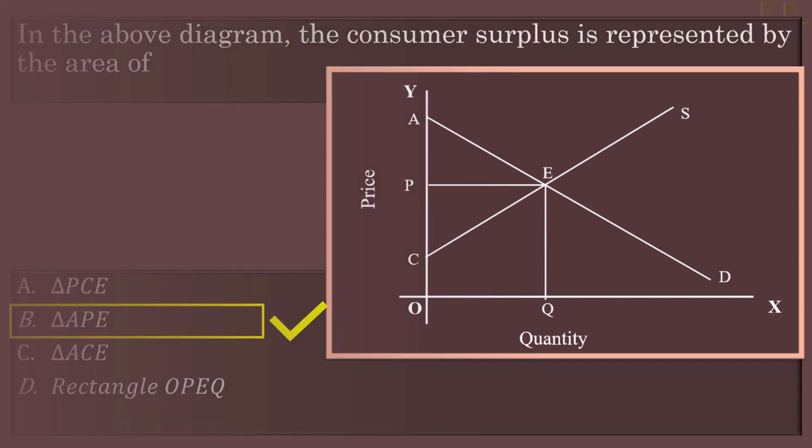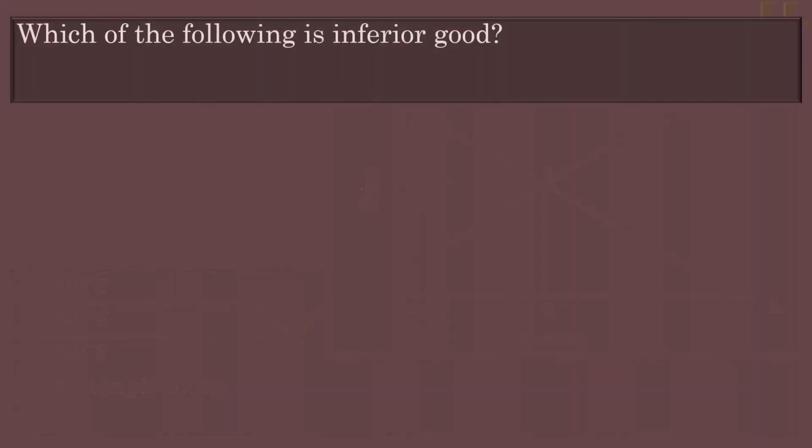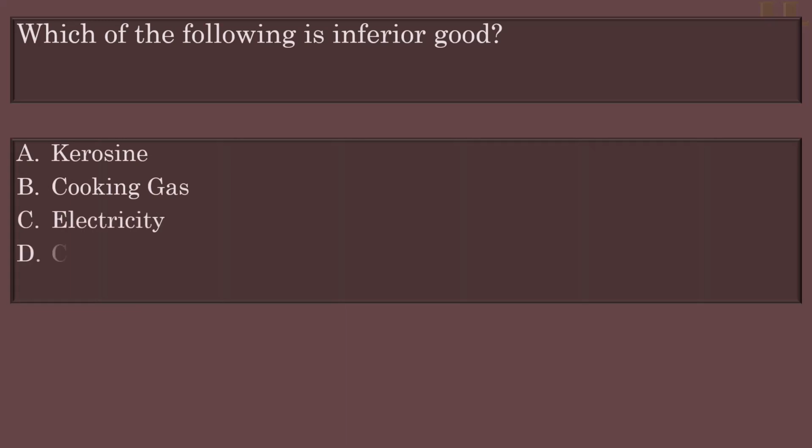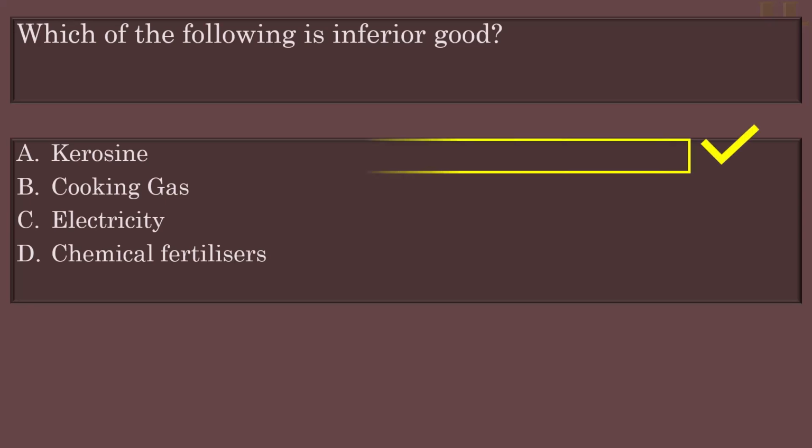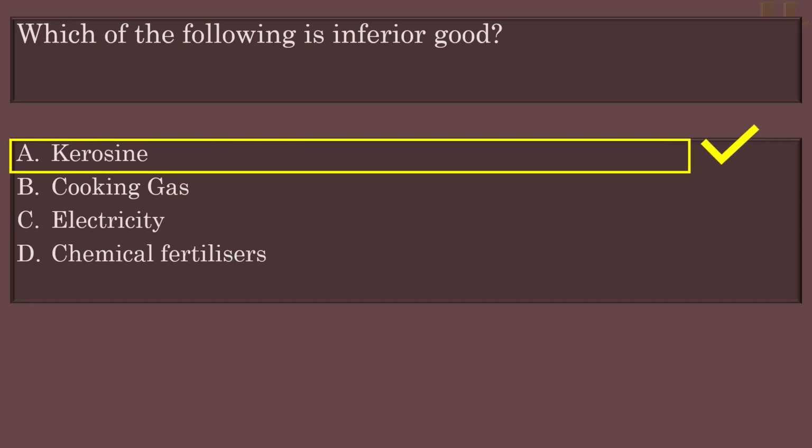Which of the following is inferior good? Kerosene, cooking gas, electricity, chemical fertilizers. Of course, kerosene. As the income of the consumer increases, he will go for some higher technology in cooking.